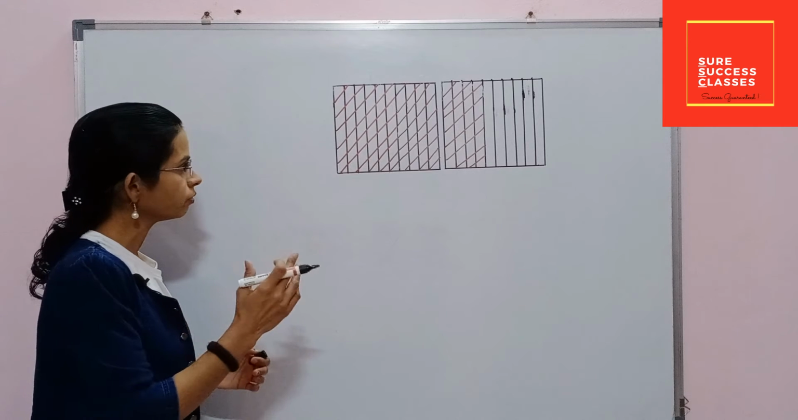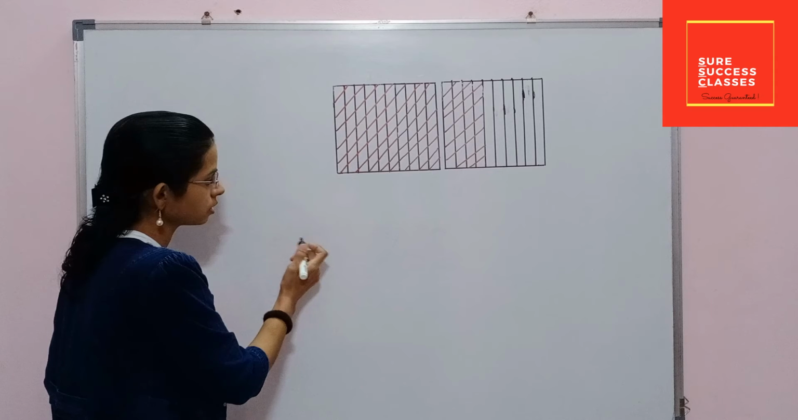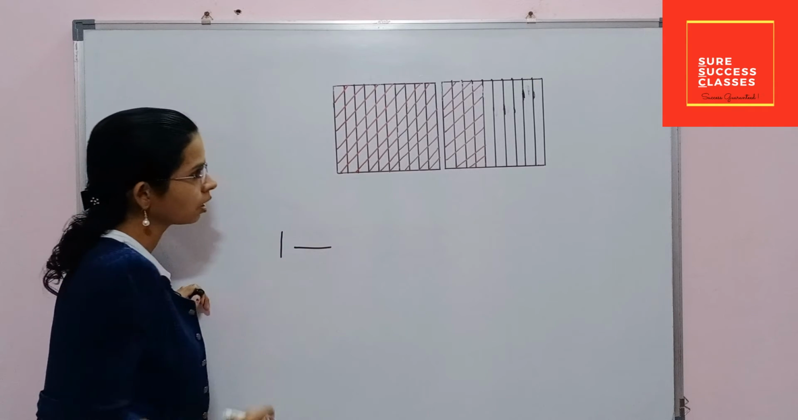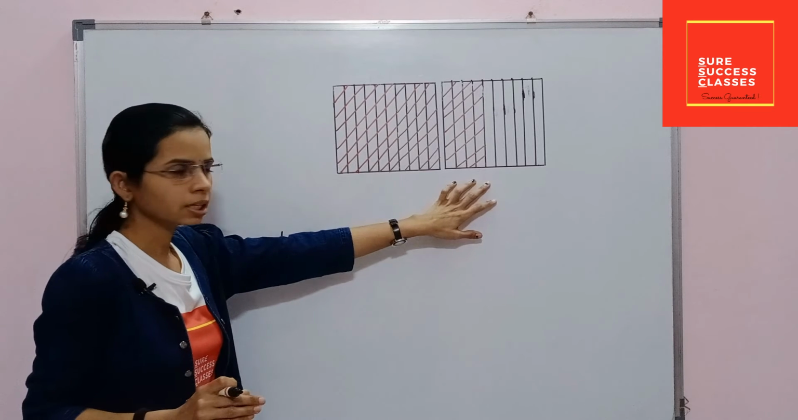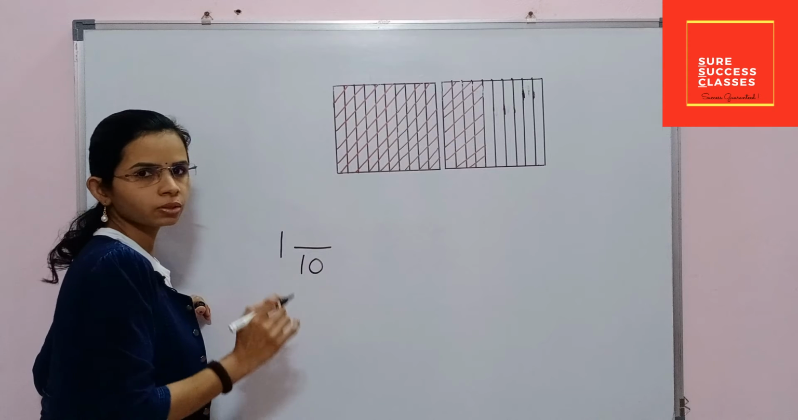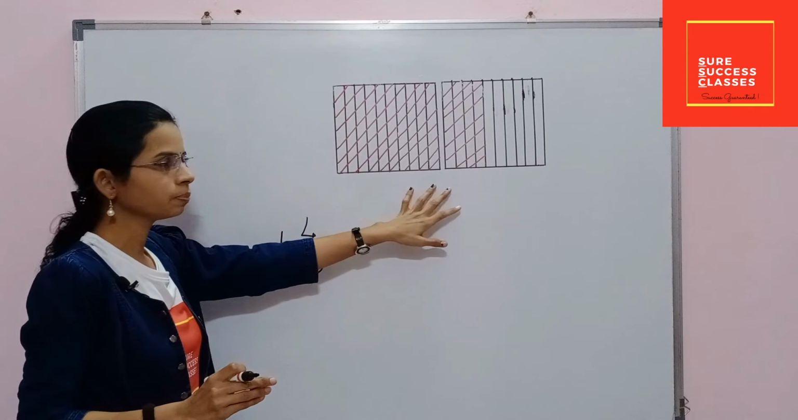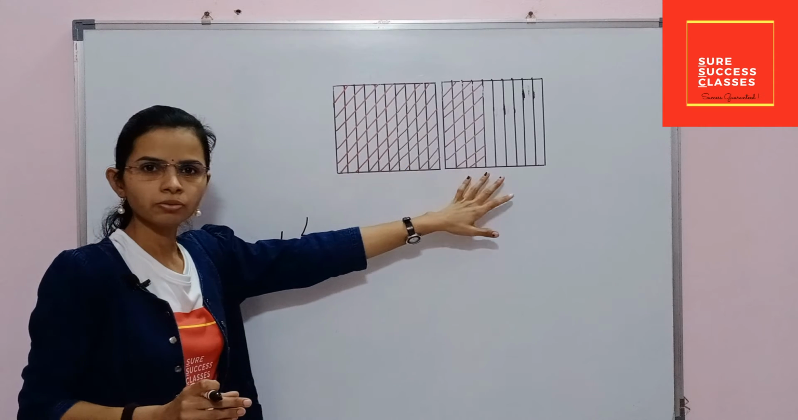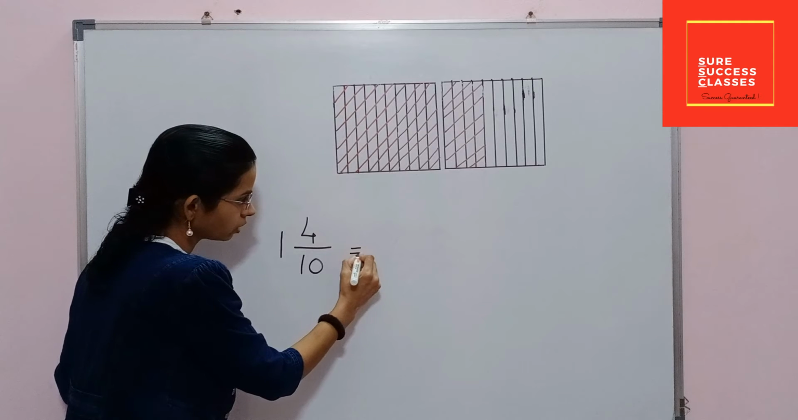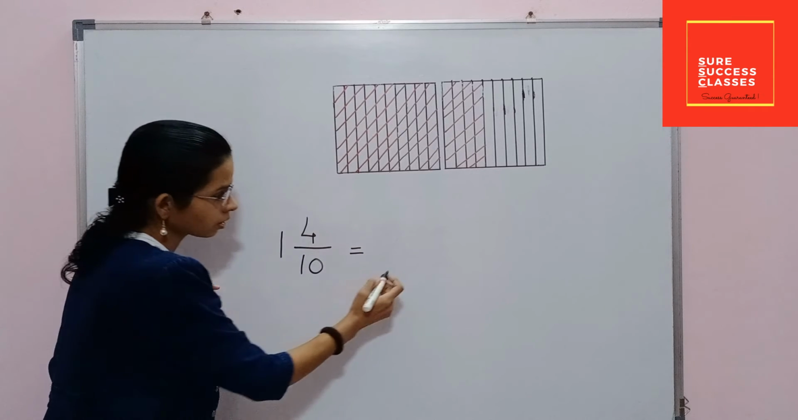Here we write the fraction for this entire figure. One whole figure is considered, and out of these 10 equal parts, 4 parts are considered. Means this figure represents a whole part and a fractional part. And for this, how can we convert this fraction into decimals?